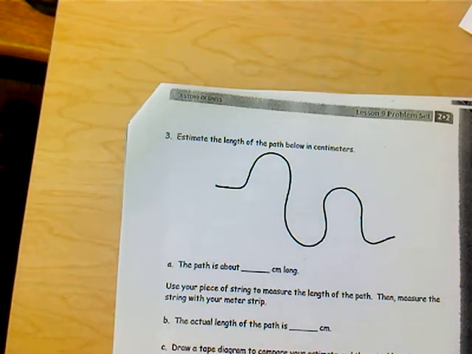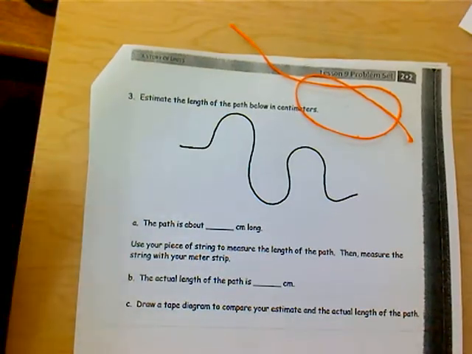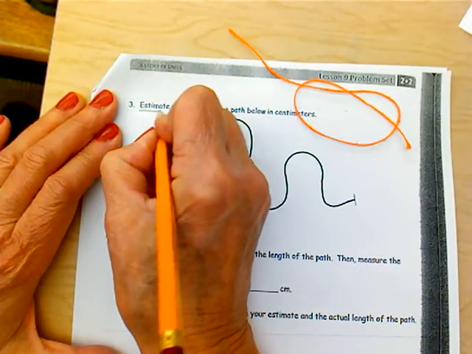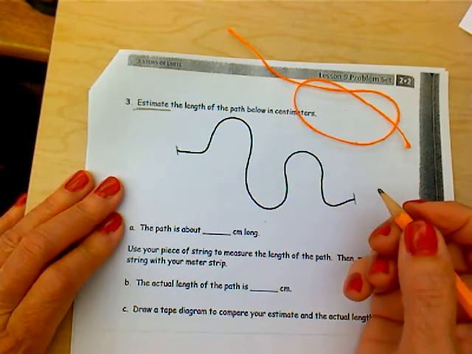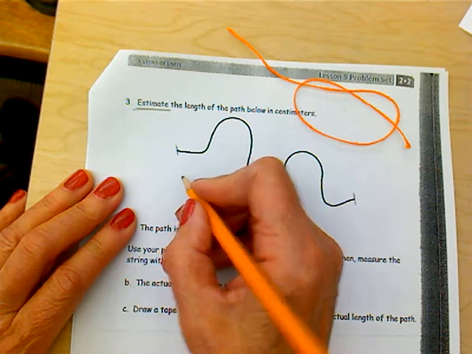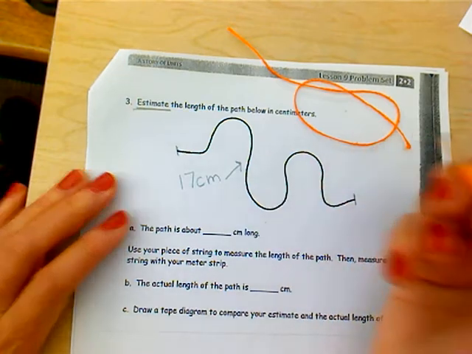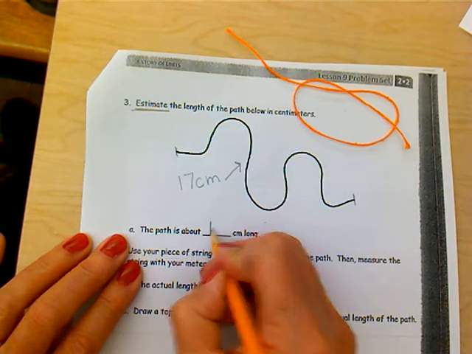Alrighty, let's turn over the page and see what we're going to be up to next. It looks like we've got another estimate here. And again, you should have been using your string, which you probably don't have, but I will help you out with that. So we are going to estimate. We're going to say that this string is about, let's say that it's about 17 centimeters, this string. If I was going to estimate, it's about 17 centimeters. Okay, so this path is about 17 centimeters.